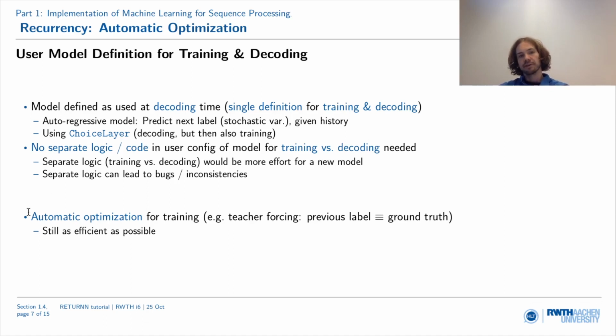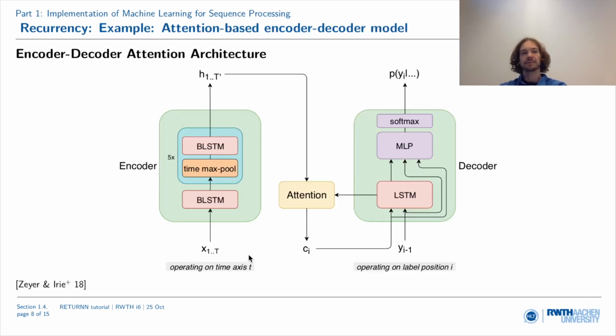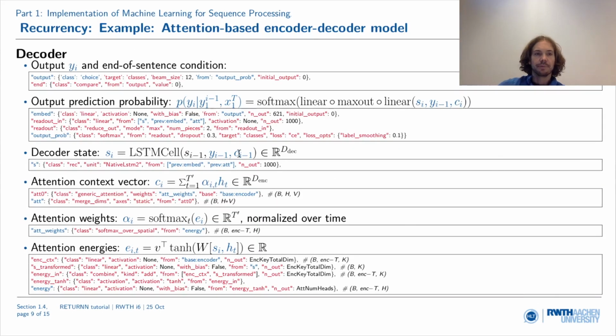But also important when you have this is the automatic optimization to make it efficient for the choice layer. Teacher forcing basically means this previous layer is given by ground truth. So this still makes it as efficient as possible. So some example for encoder-decoder attention. We don't go through all of that in detail now, but important to notice that it's very straightforward to define how the calculation looks like, based basically on the mathematical formulas you are given, including the latent variable. So it's output here, predictions, decoder state, and attention.